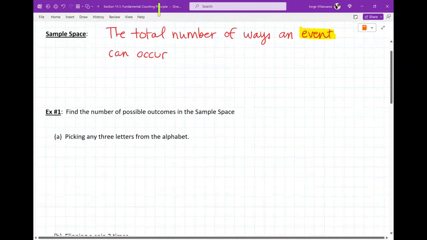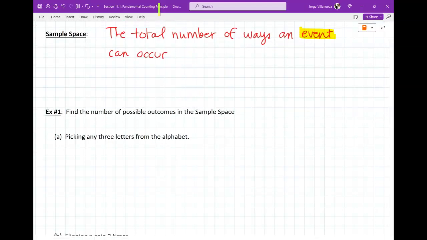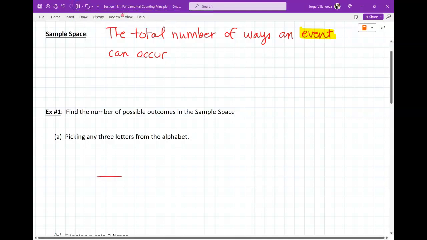Part A says picking any 3 letters from the alphabet, okay? So picking any 3 letters in the alphabet. So how many events are going to occur here? Well, there's 26 total letters, but how many events? 3, because how many times am I going to pick a letter? 3 times. So there are 3 events in this problem, okay? And what you're going to do is you're going to multiply your number of ways. So we're going to do 3 events.